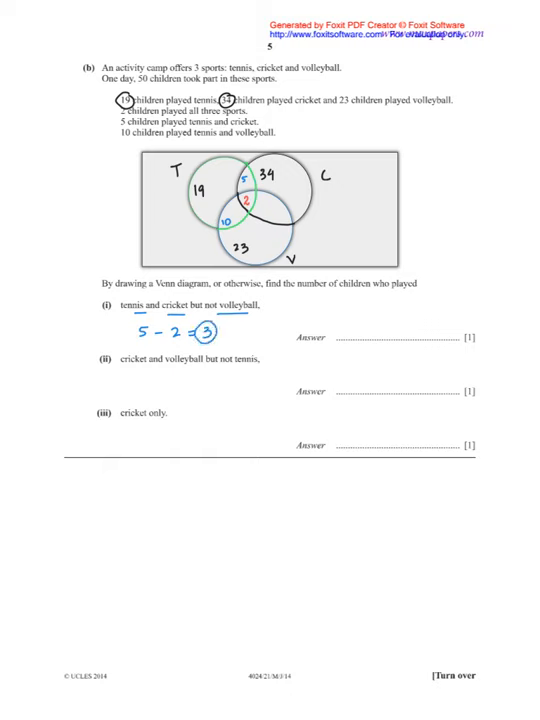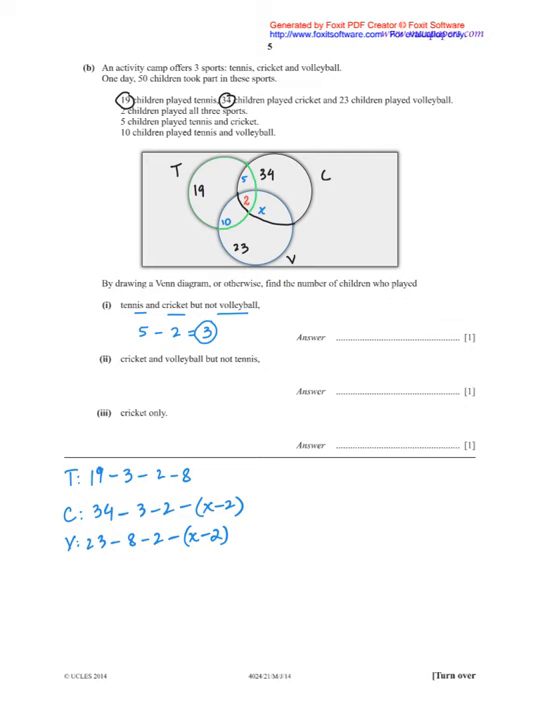The next part says cricket and volleyball but not tennis. So let me write the number here as x, right? But before that I need to find all the students who are playing only tennis, only cricket and only volleyball. So let me start with only tennis. It will be 19 minus 3 minus 2 minus 8. For cricket, that will be 34 minus 3 minus 2 minus x minus 2. For volleyball, it will be 23 minus 8 minus 2 minus x minus 2.